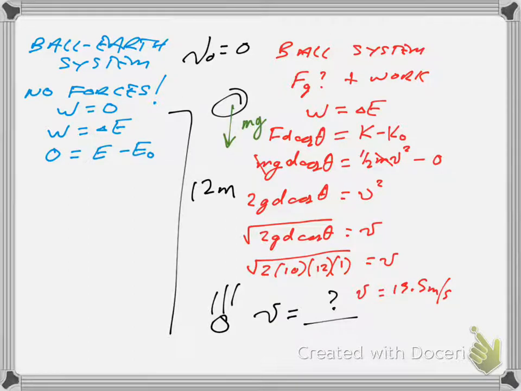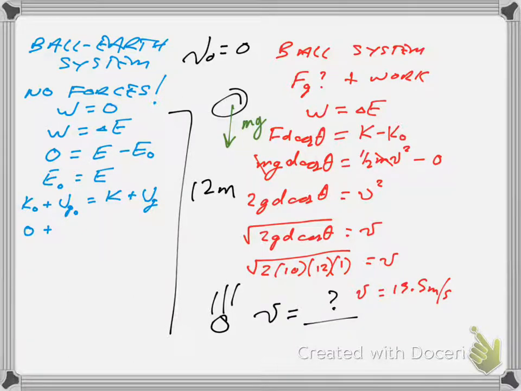So anyways, the change in energy is 0. So final energy minus initial energy is 0, which means the quantities of the initial energy and the final energy are equal. Well, what types of energy can a ball-earth system have? Well, it can have kinetic energy, but it can also have gravitational potential energy.